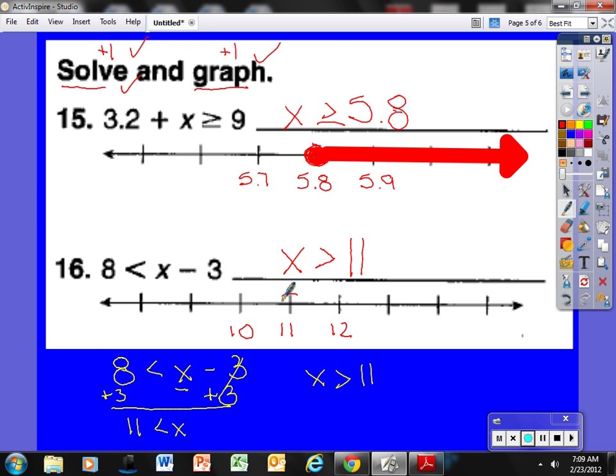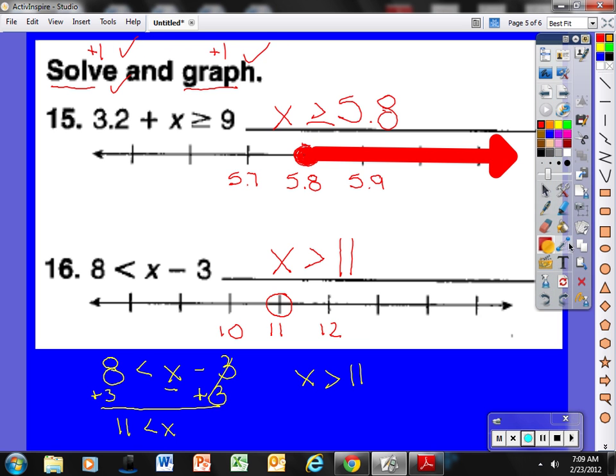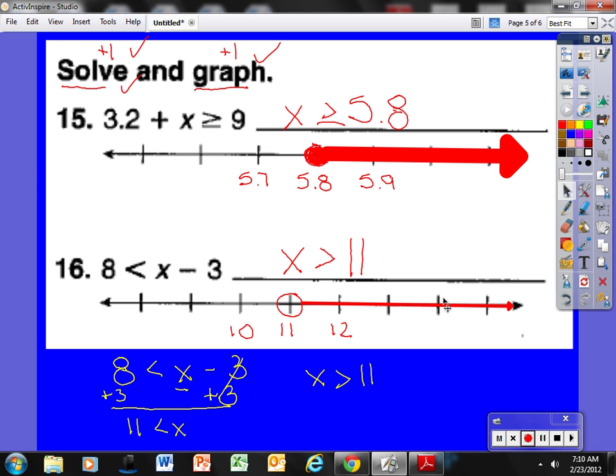But I put that circle on the 11, and now the important part is which way is my arrow going. So taking a look, which way is my arrow going? x is greater than 11, so that means it's going to the right, because everything greater than 11 would be to the right of 11, not to the left.